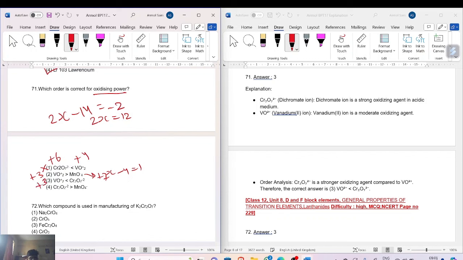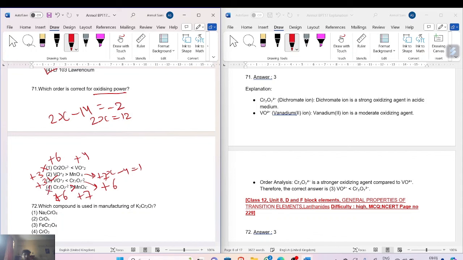Similarly, this has +3 oxidation state, and it will have +6 oxidation state. So option C will be correct. And let's check option 4 also. Here we can calculate it is in +6 oxidation state, and here Mn is in +7 oxidation state. But the arrow is on that side, so option 4 is also wrong.